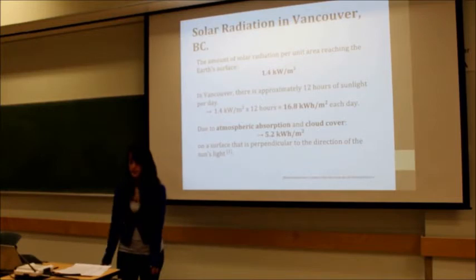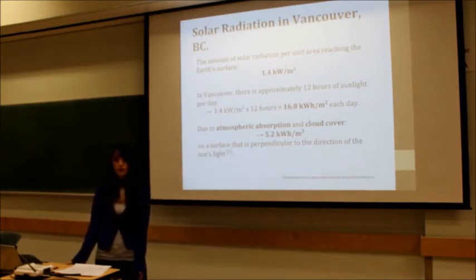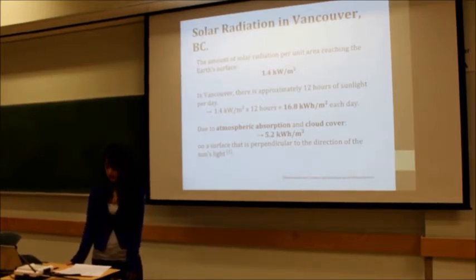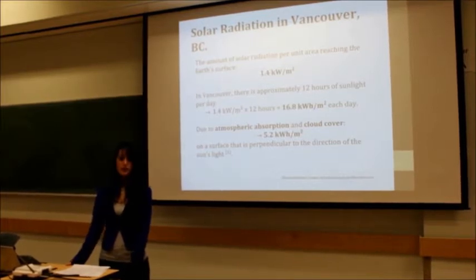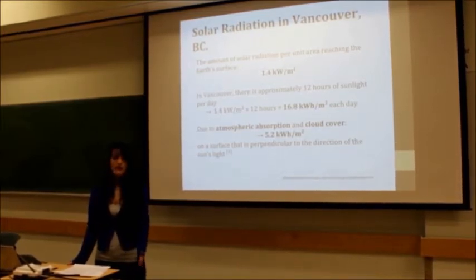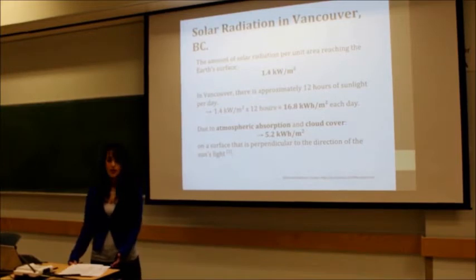According to Natural Resources Canada, in Vancouver we expect about 5.2 kilowatt-hour per meter squared on a surface that is perpendicular to the direction of the sun's light. This is due to atmospheric absorption and cloud cover.